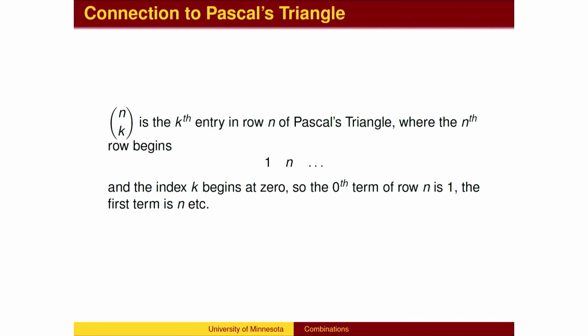The reason it is called the binomial coefficient is its connection to Pascal's triangle, which, among other things, determines the coefficients in the expansion of the binomial x plus y to the n power. N choose k is the kth entry in row n of Pascal's triangle, where the nth row begins 1, then n, and the value for k begins at 0 and proceeds to the right, so that when k equals 0, n choose k is 1. When k is 1, n choose k is n, and so on.